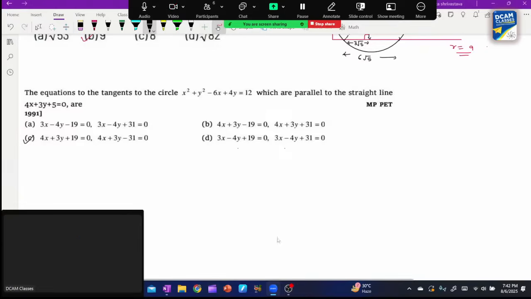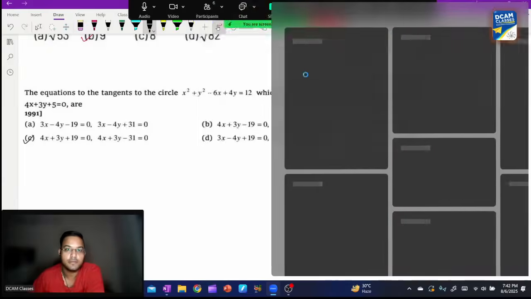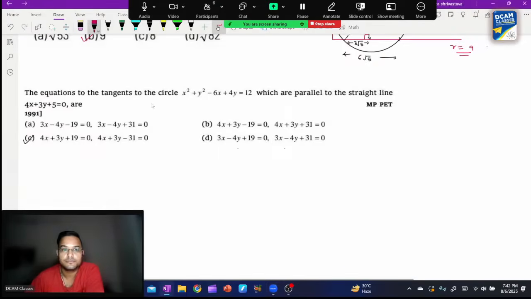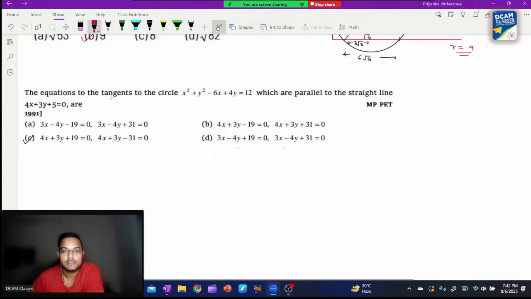Thank you, sir. Did everyone get the answer? I forgot actually. But I'm not able to find the parallel lines. See, how do we do this question? We have to find out the equation of tangent to the circle.